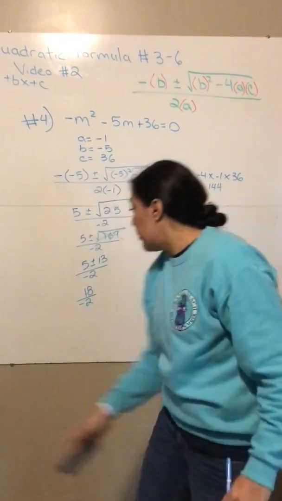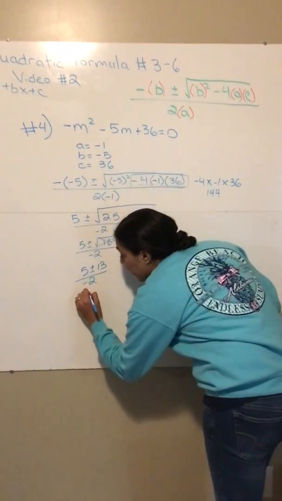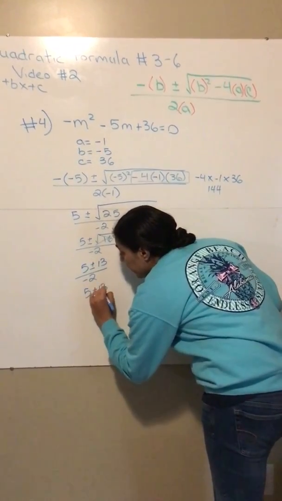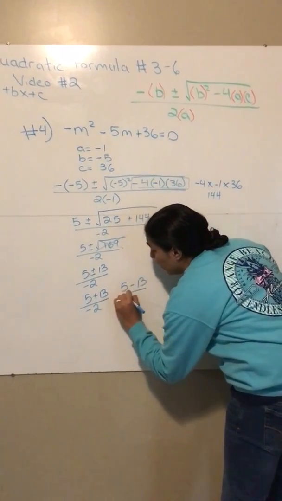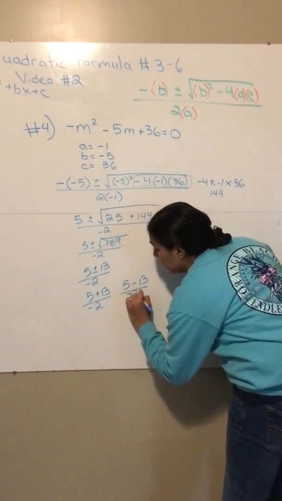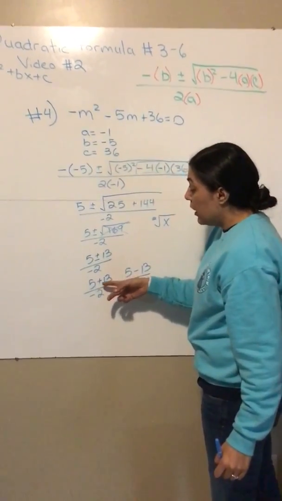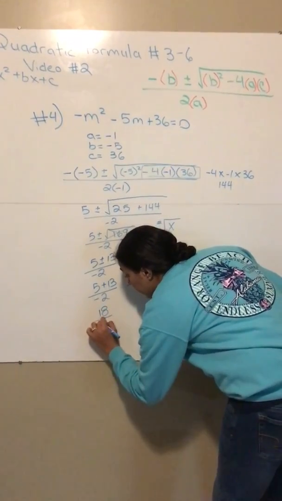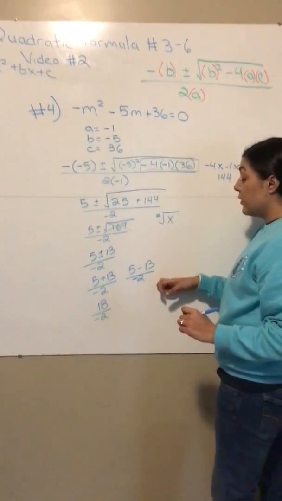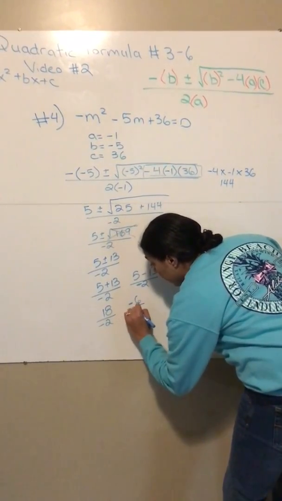Scratch that, because I don't feel like we're ready to skip a step yet. So we're going to write it twice. You're going to say 5 plus 13 over negative 2, and you got 5 minus 13 over negative 2. And that's my bad. I was just doing some steps in my head without actually showing you what I was doing. So 5 plus 13 is going to give you 18 over negative 2. And 5 minus 13 is going to give you negative 8 over negative 2.